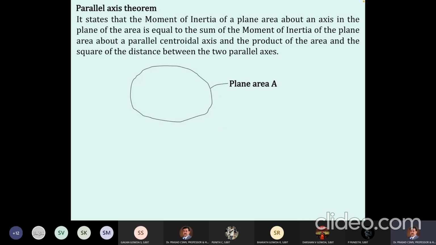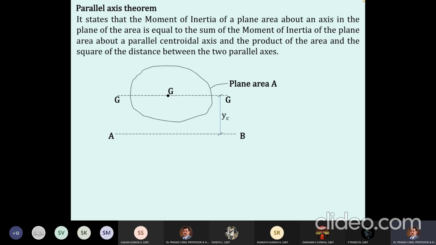So what is that? The moment of inertia of a plane area about an axis in the plane of the area is equal to the sum of the moment of inertia of the plane area about a parallel centroidal axis and the product of the area and the square of the distance. So I'll come to this once again.